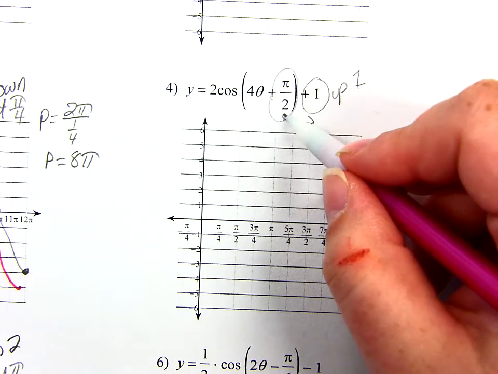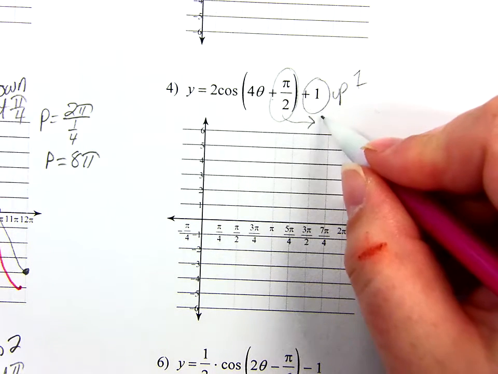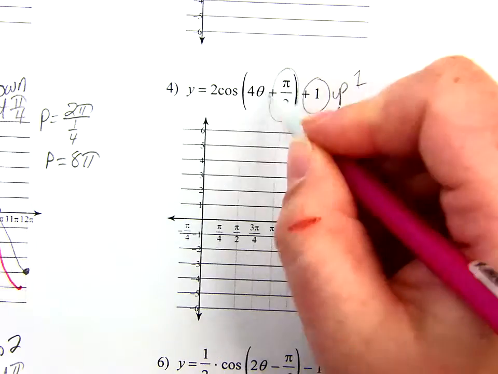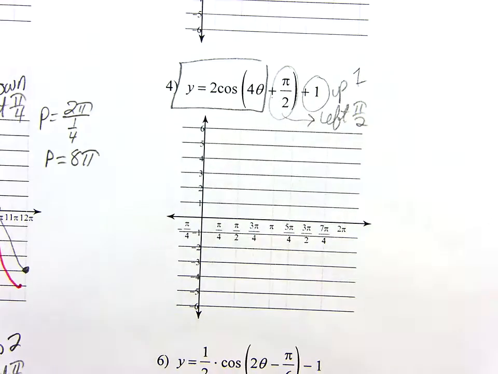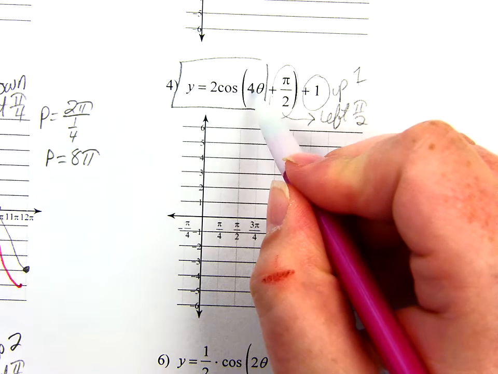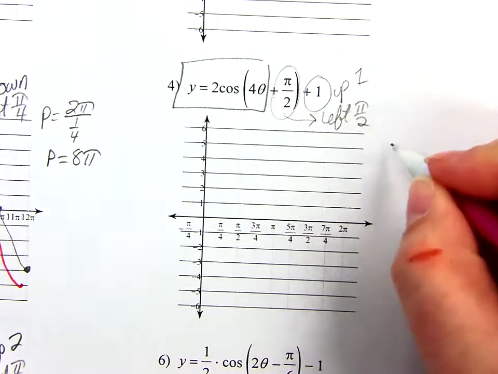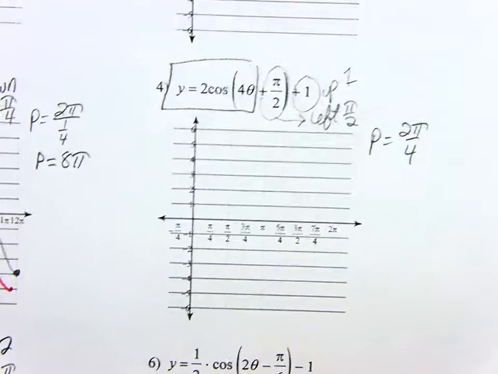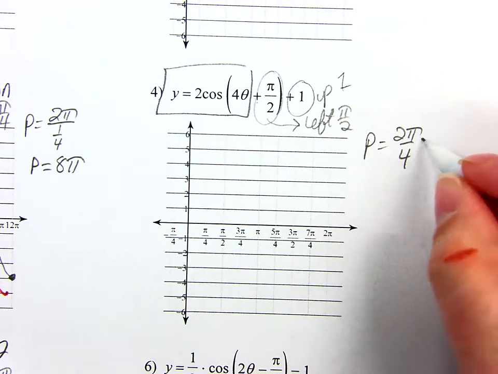Because it's a positive pi over 2, it really means go left pi over 2. Good. Then you graph this just like you have been. So I do 2 pi over 4 to find my period. So that's really pi over 2.